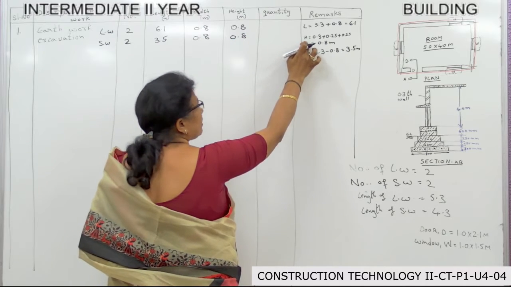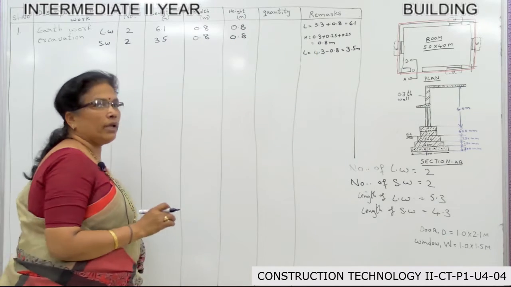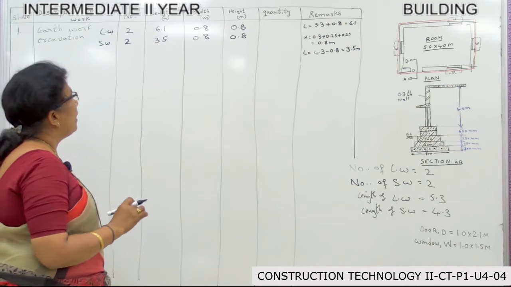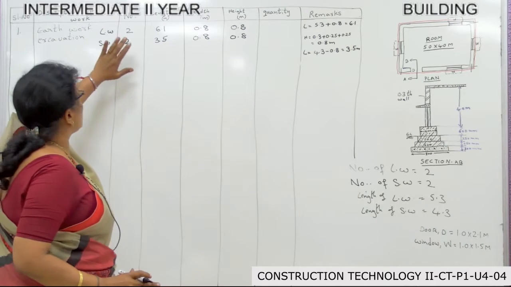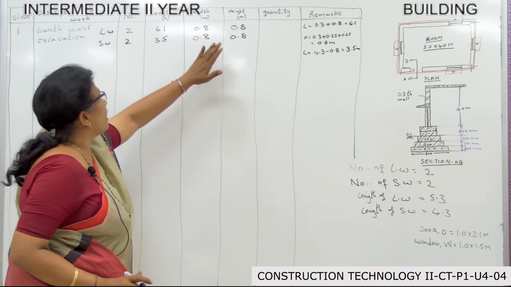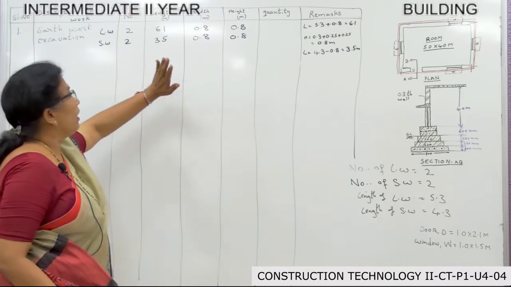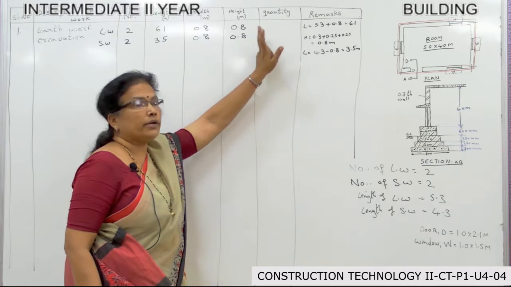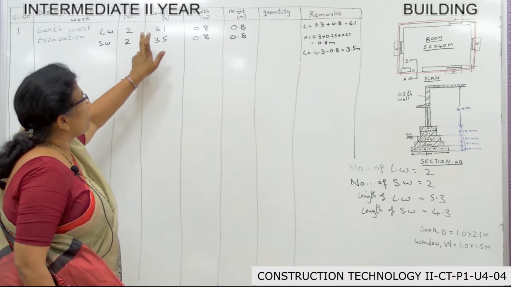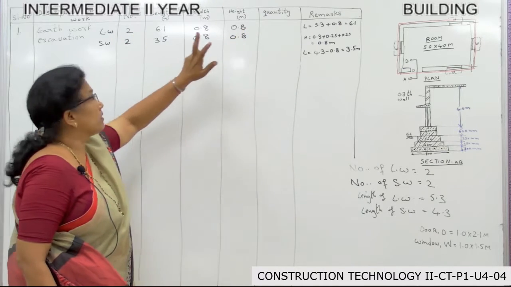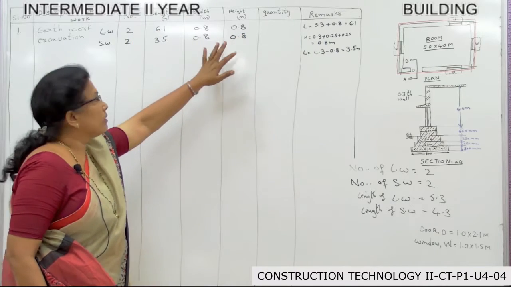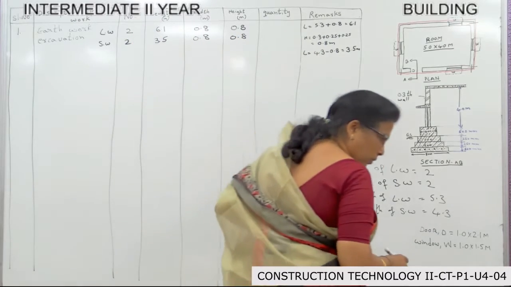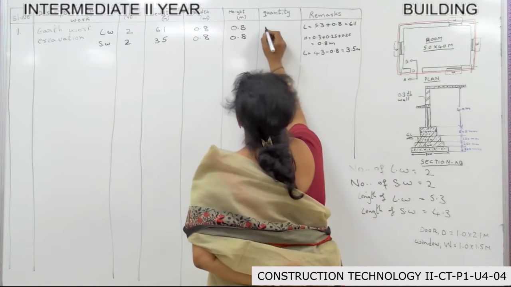Again breadth is 0.8. Height is same, you have calculated earlier. Same height you have to take. Now taking the measurements is finished: long wall, length, breadth, height; short wall, length, breadth, height. Now to calculate the quantity, you should multiply all these four things: number into length into breadth into height.